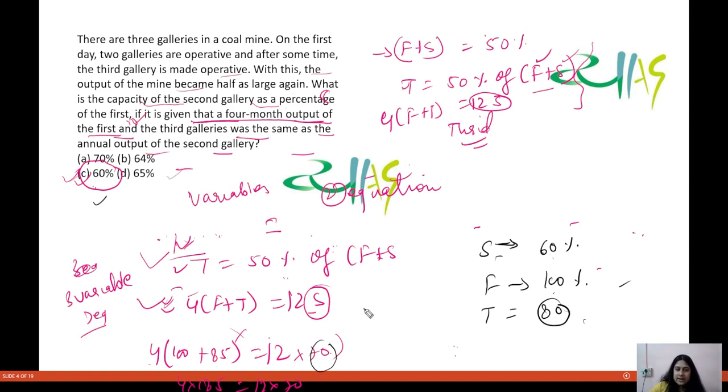Now you can definitely check 4 into (100 plus 60) is equal to 12 into 80. Now this is what? This is 160 into 4, and this is 12 into 80. Is that equal? Definitely, I think this will give you your answer. So now you can check. In this way, the trial and error method will give you the answer. Fine, let us move on.